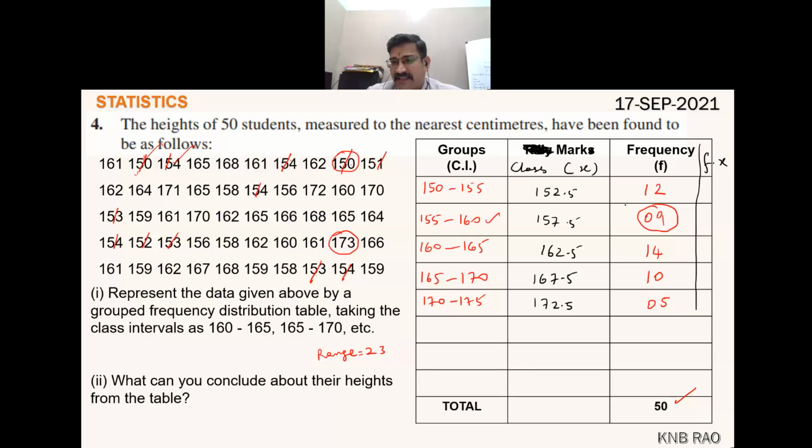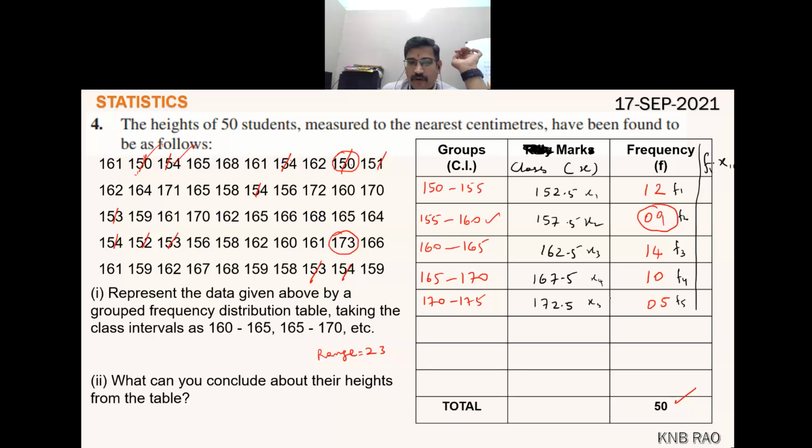And 9 into 157.5 gives me the total height of those 9 fellows. Like this, I will find f1x1. What is f1x1? This is frequency 1, and this is corresponding height. This is frequency 2, and this is corresponding height. This is frequency 3, and this gives me the corresponding height. And frequency 4 with corresponding height, and frequency 5 with corresponding height.